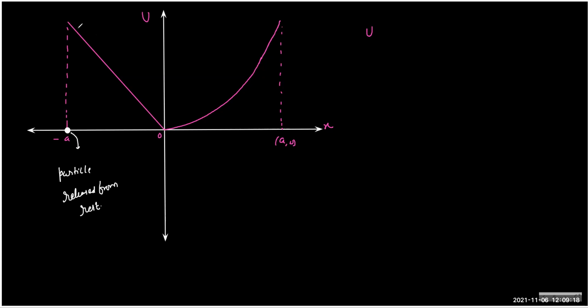Now, if the slope of the potential and x graph is constant, if it is a straight line, what does it mean? The restoring force is going to be positive or negative, constant or variable?